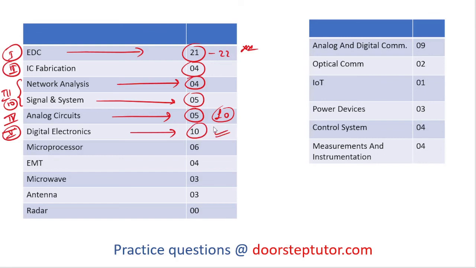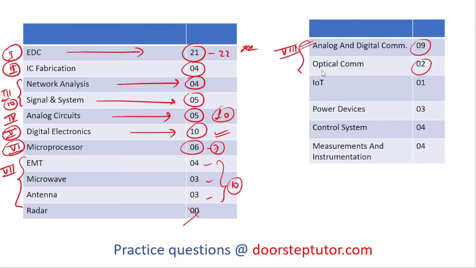From microprocessor, the 6th unit, they have asked almost 6 to 7 questions. From electromagnetic theory, or we can say the 7th unit, that is EMT, microwave, antenna and radar, they have asked 4, 3, 3 questions. From radar, they have not asked any questions. So it is covering almost 10 questions. From the 8th unit, that is analog and digital communication and optical fiber communication, they have asked 9 questions and 2 questions. So this year, they have asked most of the questions from analog communication and digital communications. There was a question related to IoT, that is Internet of Things. From that, they have asked 1 question this year.